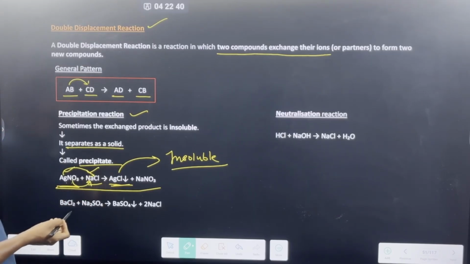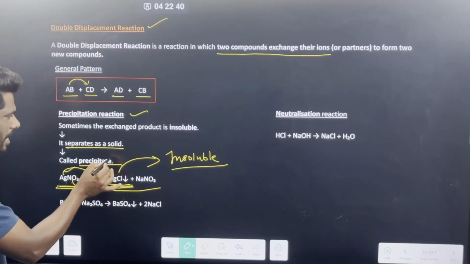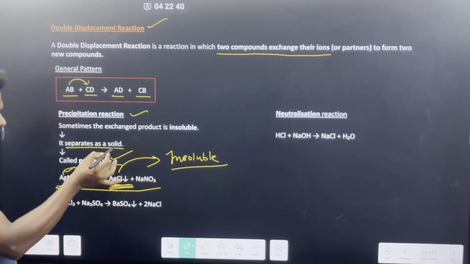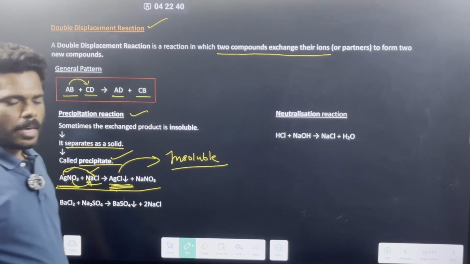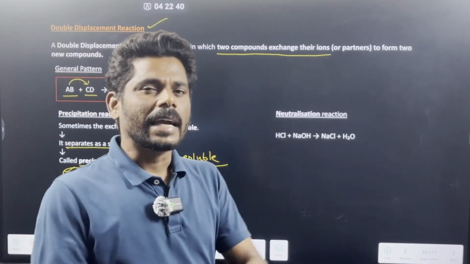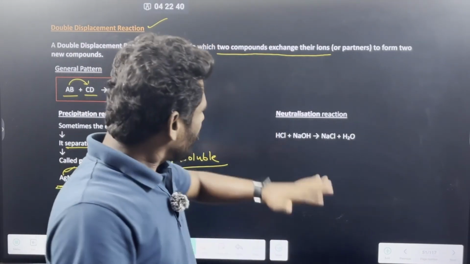Ions are exchanged between the compounds. At the same time, one of the products is a precipitate. That's why we can also call this reaction a precipitation reaction. A precipitation reaction is a kind of double displacement reaction, keep in mind. Now coming to another kind.